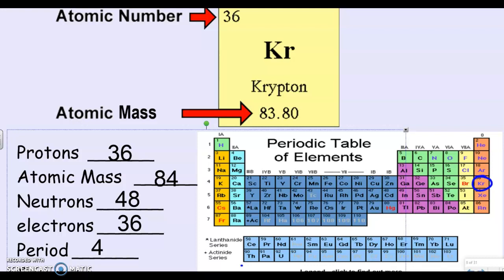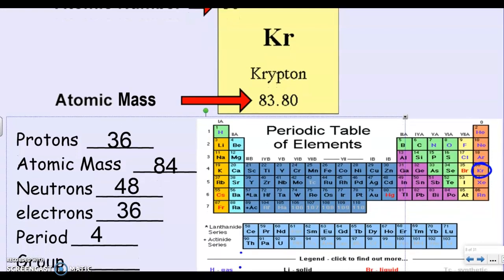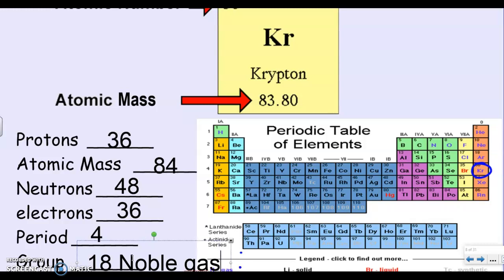The last thing to look at is the group number. In this case, we can count over 1, 2, 3. We'd get 18 as a group number. But this one has its own special name, so let's put that down too. Noble gases.